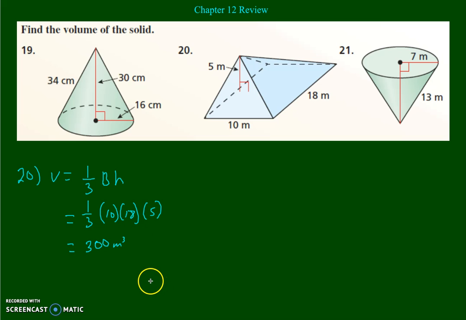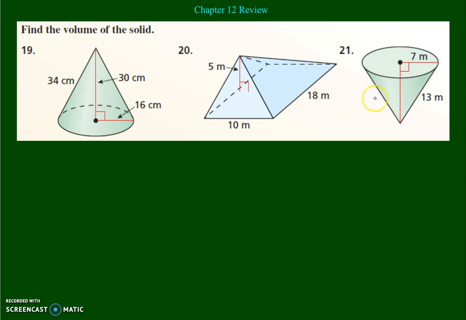Alrighty, let's move on to problem 21. For problem 21, we have an inverted cone. We're given the slant height and the radius. Now that slant height is going to help us in finding the height of the cone, which is what we're going to need to do volume. So let's get started here. For 21, volume is 1/3 area of the base times the height. And it's that height that we're going to have to calculate.